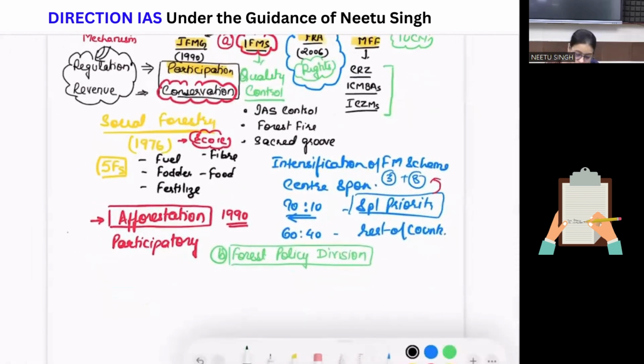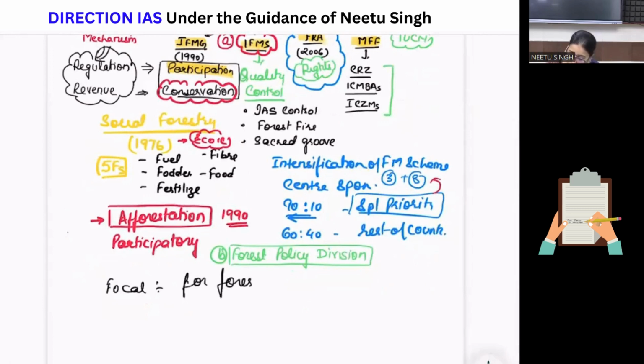Forest policy division is a focal division for forestry. Now, this is an important term: International cooperation. So one is that it is international and the other is that it is forestry. We will explain that shortly.